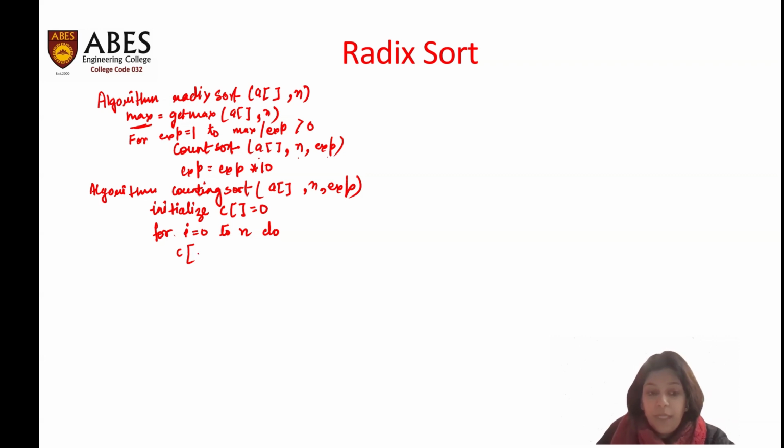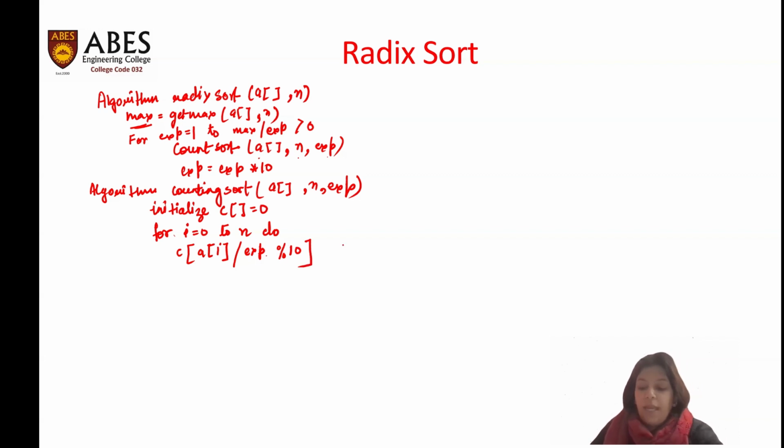But here we have to take A[i], but we have to take the digits. Like first, in the first pass, it should take the ones digit, then it should take the tens digit, and then it should take the hundreds digit, and so on. So for this, we have to divide this A[i] with the exponent, the value which we are getting as a parameter, and then we have to take the remainder by 10, right?